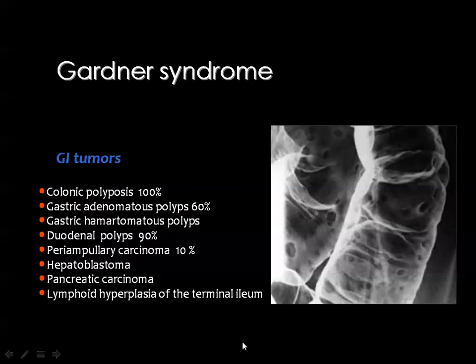GIT tumors include... you see these are too many polyps near the splenic flexure of the colon. Gardner syndrome includes the presence of colonic polyps in all of the cases, gastric polyps in 60% of the cases, gastric hamartomatous polyps, duodenal polyps, periampullary carcinoma, hepatoblastoma, pancreatic carcinoma, lymphoid hyperplasia of the terminal ileum.